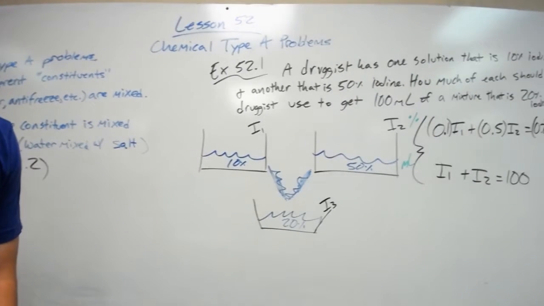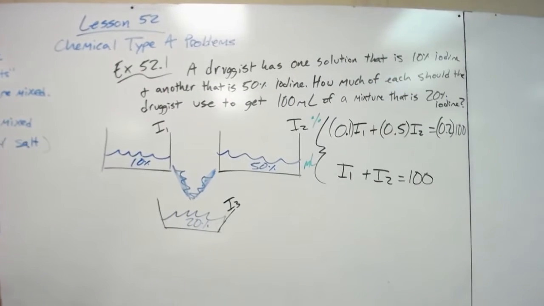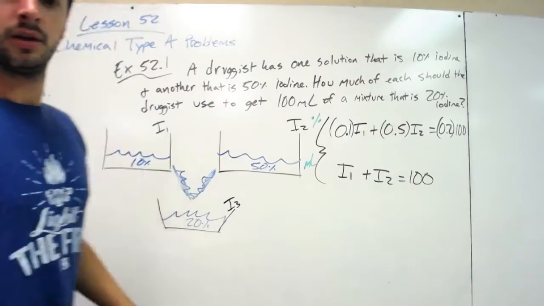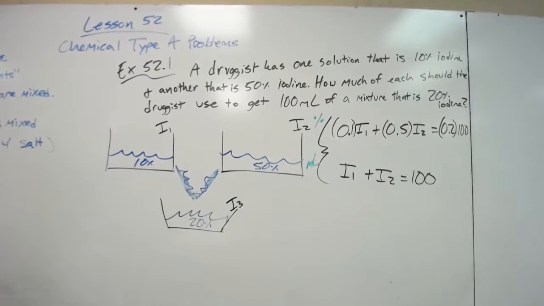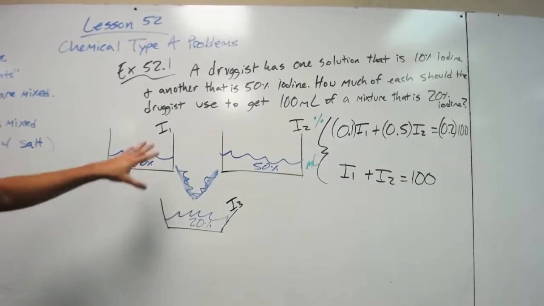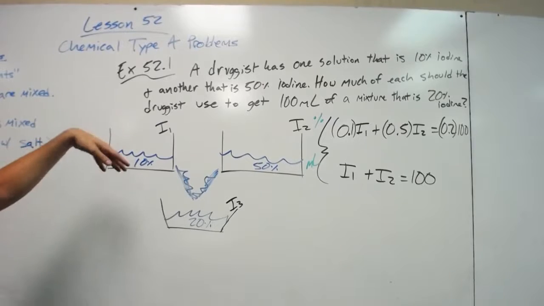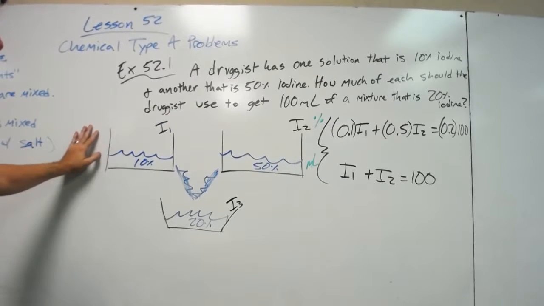In example 1, we're actually mixing two of the same constituents because everything is iodine. So it reads, a druggist has one solution that is 10% iodine, another 50% iodine. How much of each should they use to get 100 milliliters of a mixture that is 20% iodine? Now I wrote down kind of the solution to do everything, but I want to describe it. Hopefully this helps you see it.